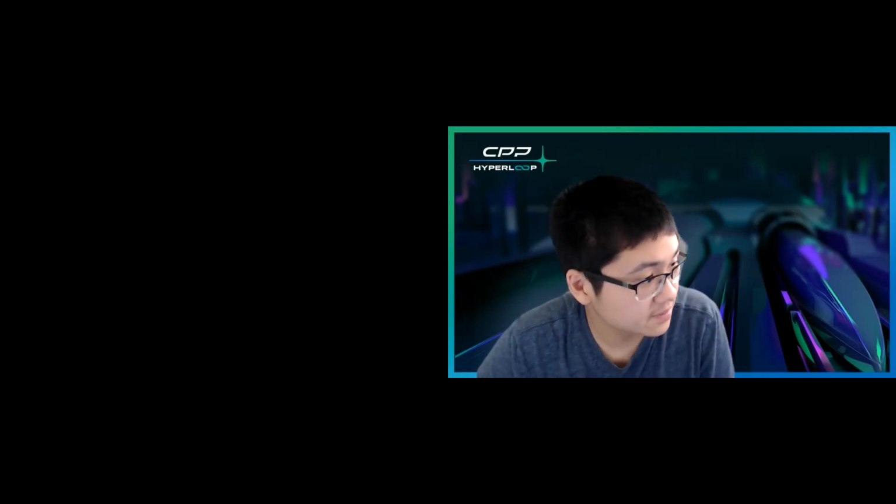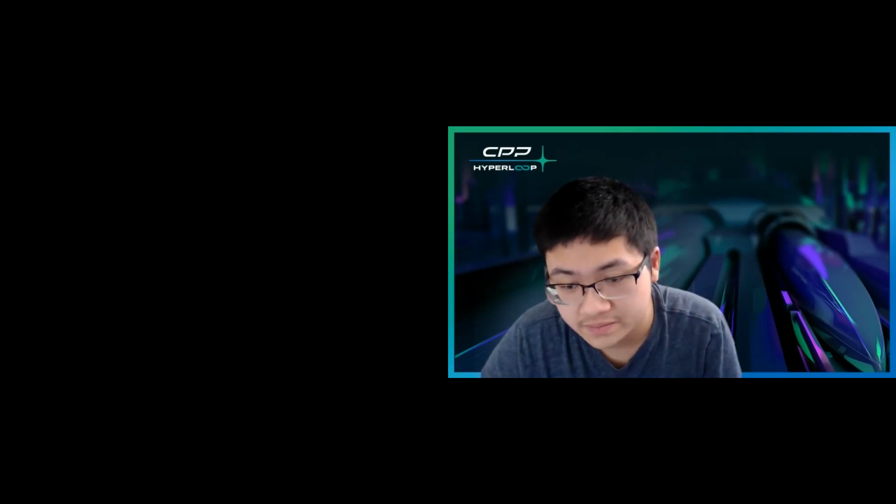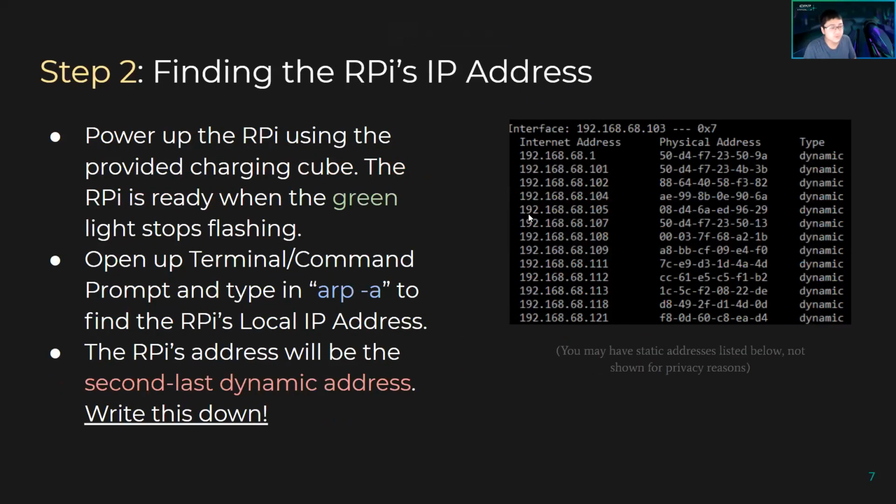So the next step in our presentation is finding the Raspberry Pi's IP address. Now, this used to be a very difficult process as you don't know where the IP address is. There are two methods. You want to first power up the Raspberry Pi using the provided charging cube, or you can use a power bank, or you can use some other method.